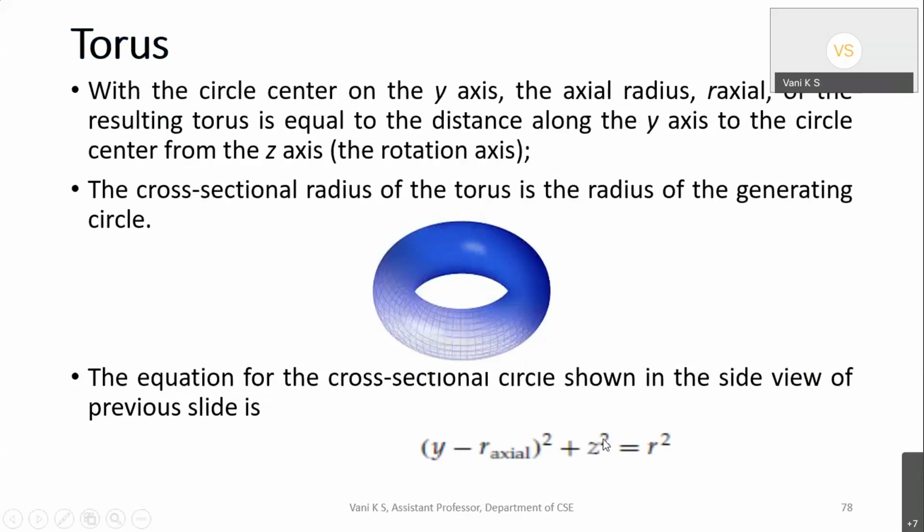And again, you can see it is in the power of 2. So power of 2 means they are nothing but quadratic equations, so they are nothing but quadratic surfaces. Which are all the examples I told you? Sphere, ellipsoid, torus. This is a torus example.